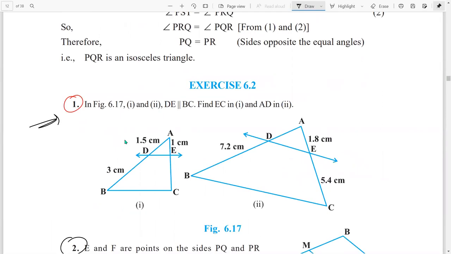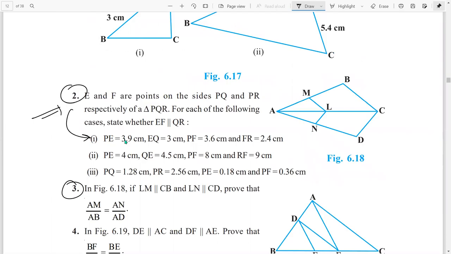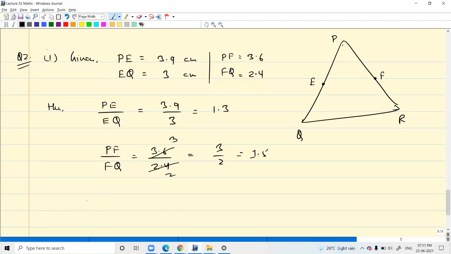Sir, I have a doubt in the fourth one, sir. That's okay. Then move on to the fifth one. I will come to the fourth one. I will solve that. Okay? Try the fifth one. Okay, sir.